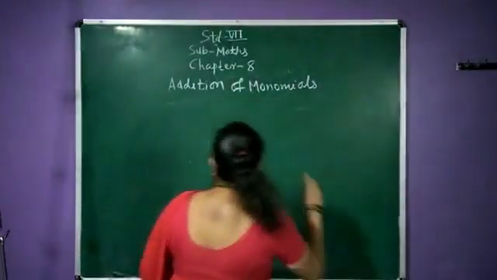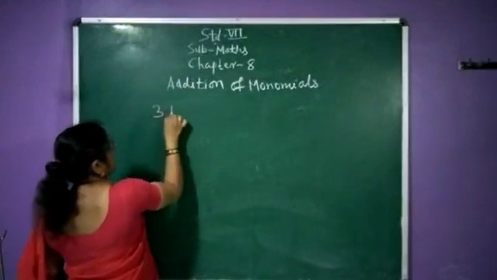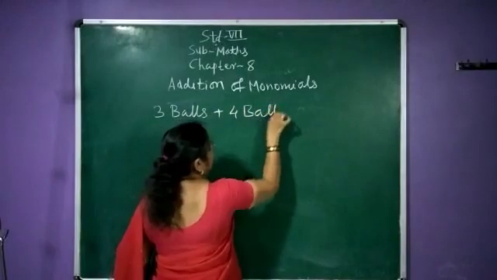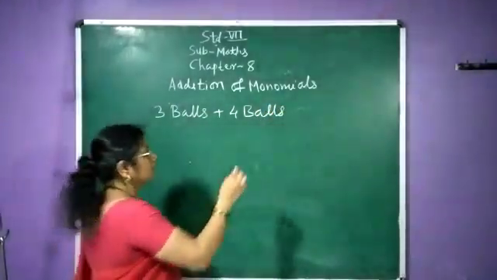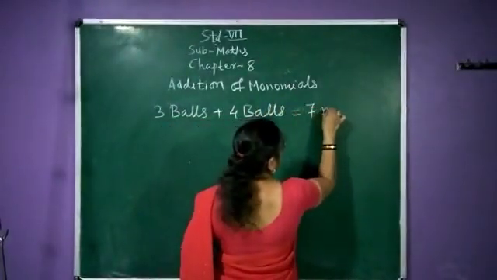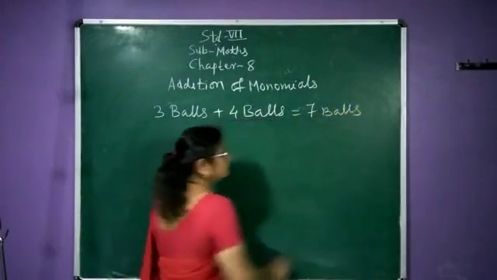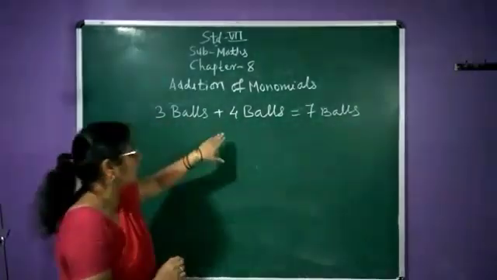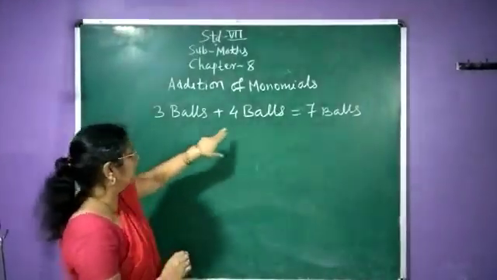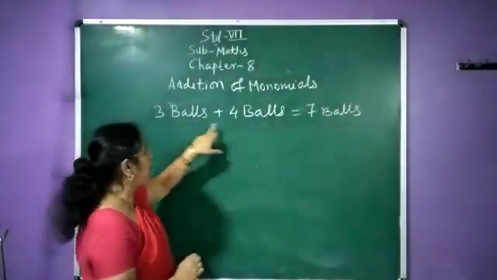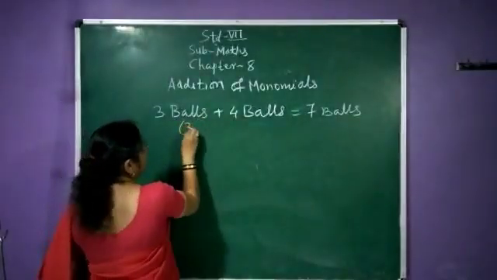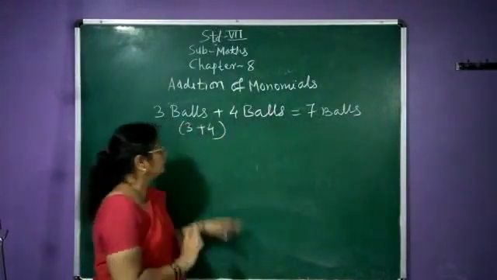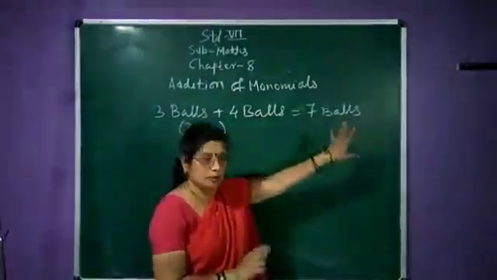Okay, now if I take an example, 3 balls plus 4 balls, what will be the answer? My answer is 7 balls. Why am I able to add and get 7 balls? Because the thing is same, so I am able to add. What I have done is I have added the coefficients, and the balls are there. So 3 plus 4, 7 balls.